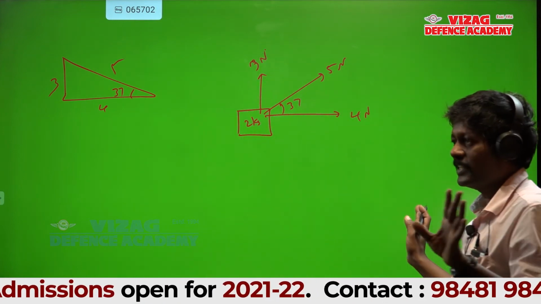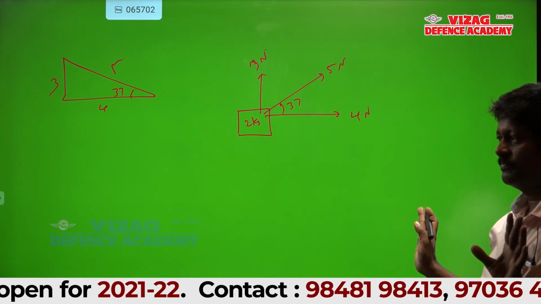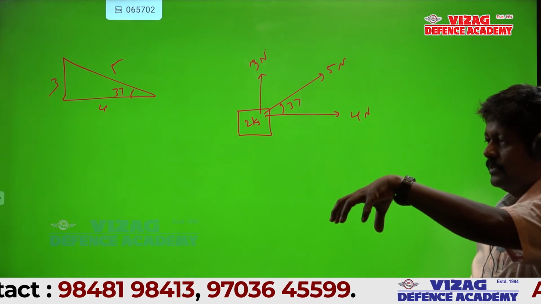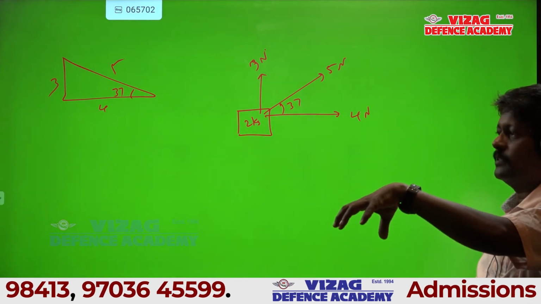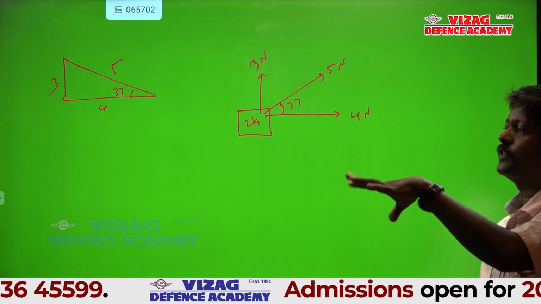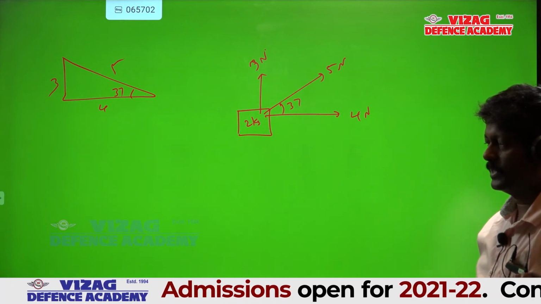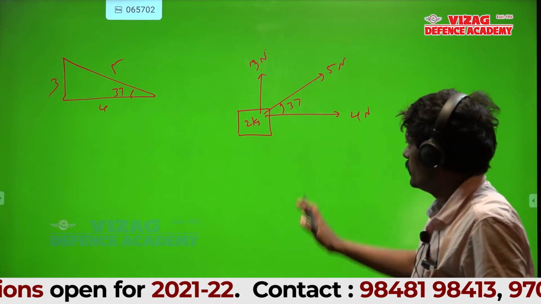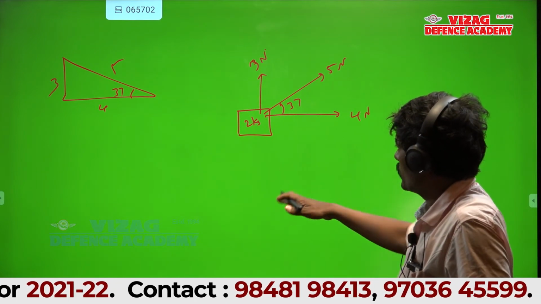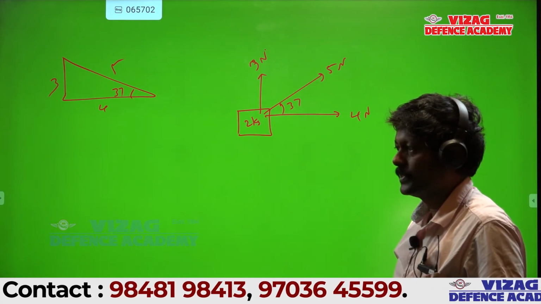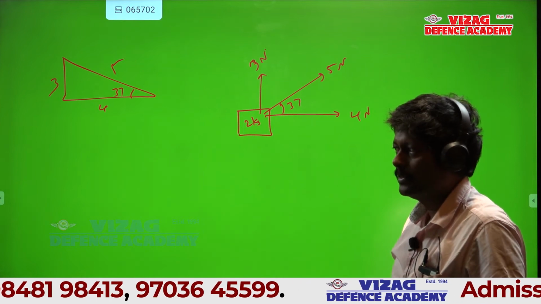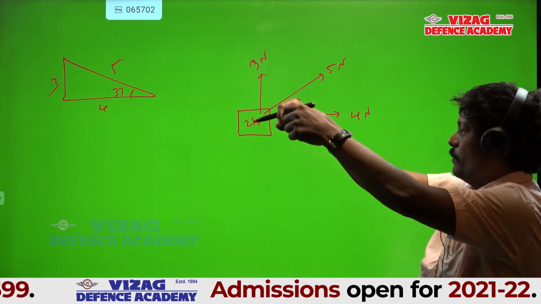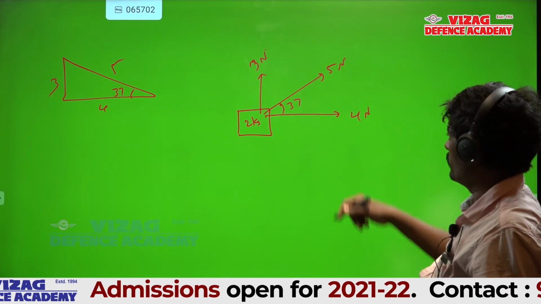No normal reaction here. It is not on the floor. Imagine it is in gravity free space. That means mg is not there. g is how much? 10. Imagine in the outer space you kept a body and applied 5 Newton at an angle of 37.